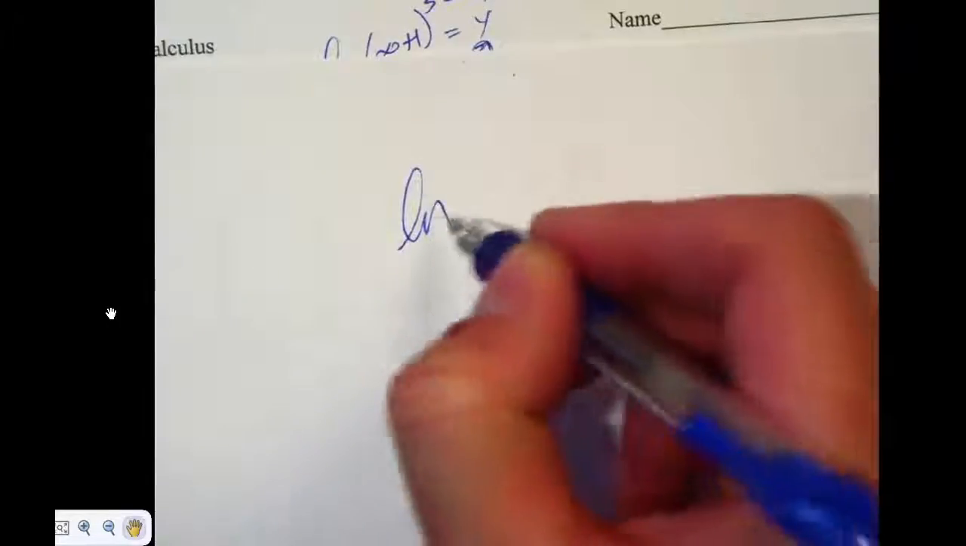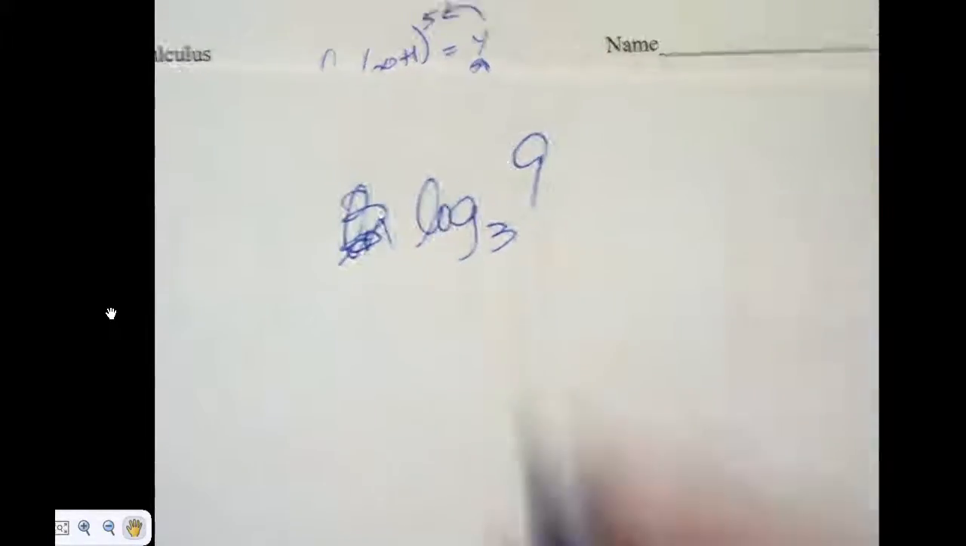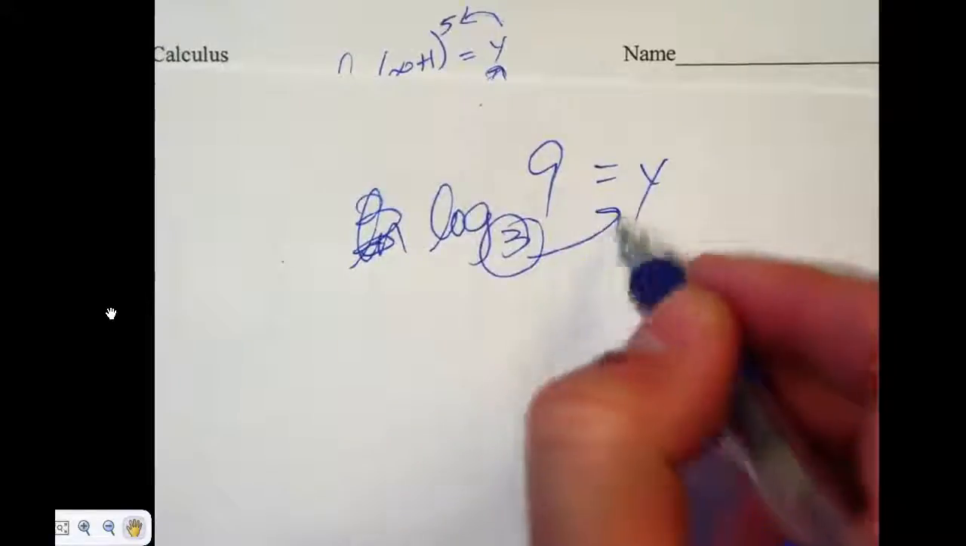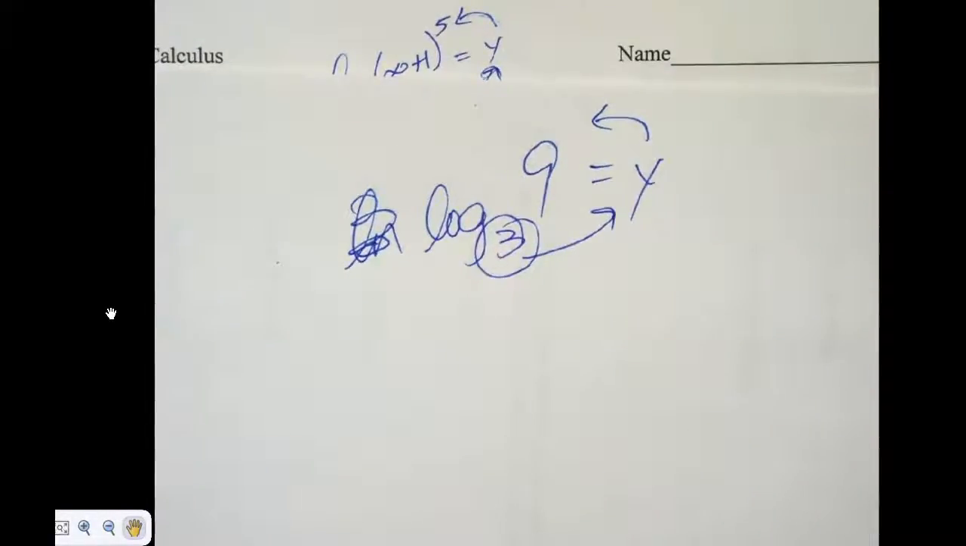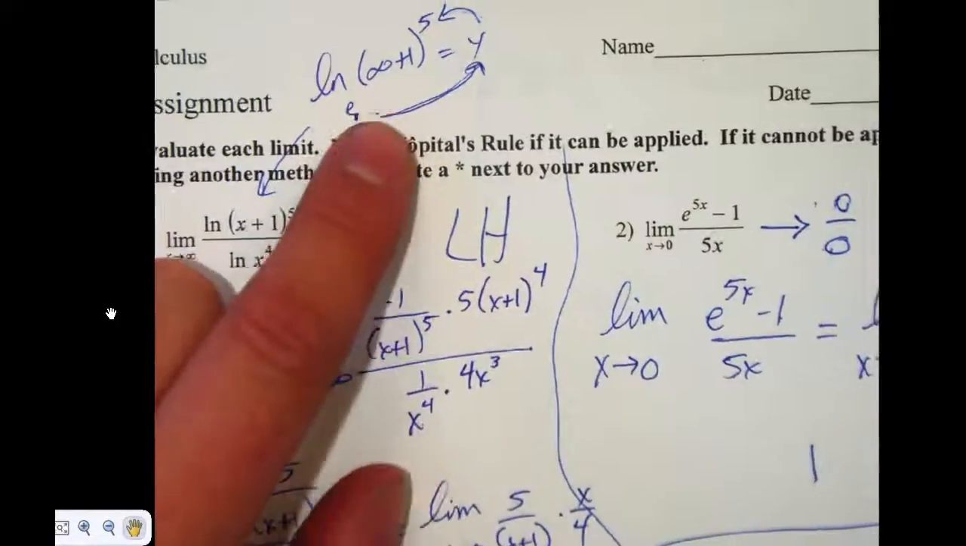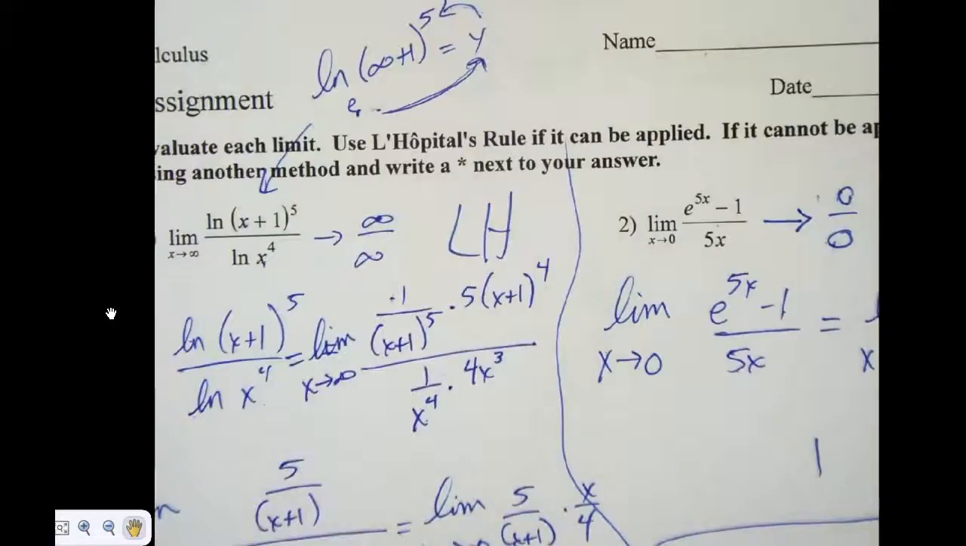You're more used to seeing, let's say, log base 3 of 9. That would be 3 to what power gives me 9? So it'd be 2, right? It's the same idea, it's just now we're in infinity. So basically, 3 to what power gives me infinity?